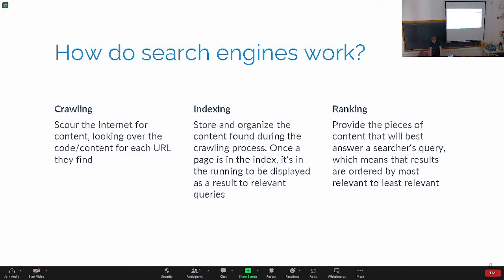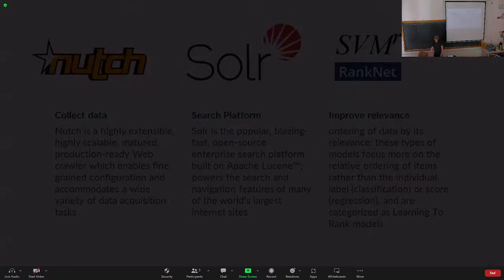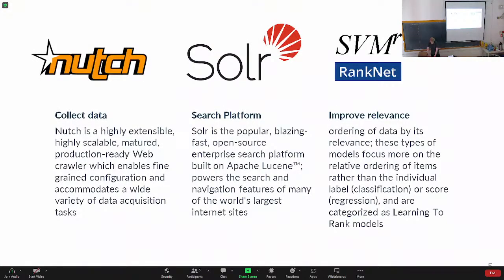Each search engine uses a variety of ranking signals, most of which are hidden from the public view. So these are the tools that I have used to build a search engine.